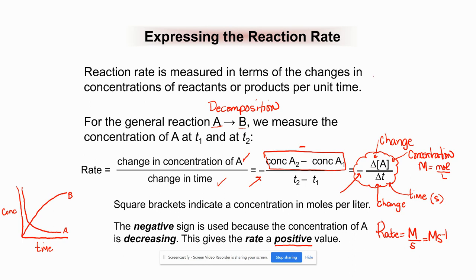One other thing to consider is that the rate doesn't have to be expressed just in terms of reactants. We could have also written the rate in terms of B forming. So that would be the change in concentration of B over change in time. Now, because the amount of B is increasing over time, we don't need the negative in front of the product, right? That's just going to stay as a positive.